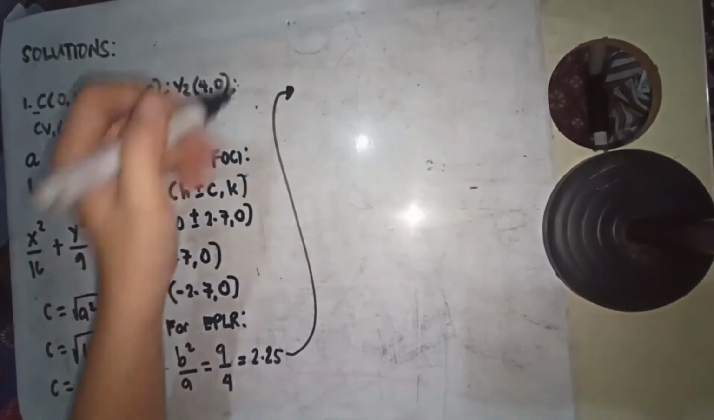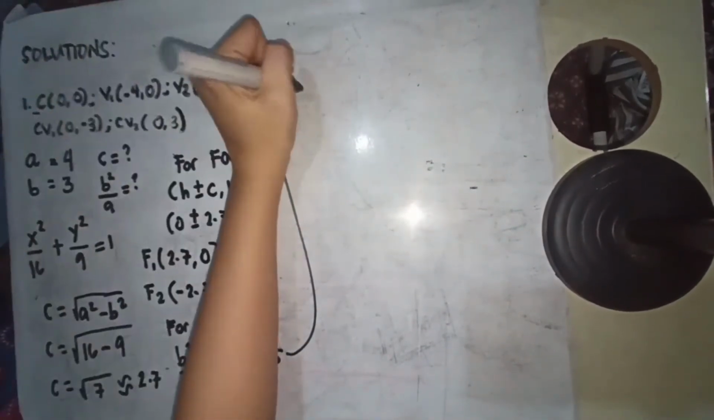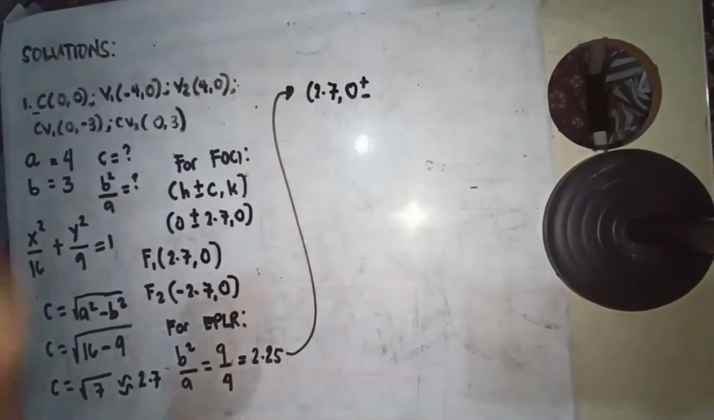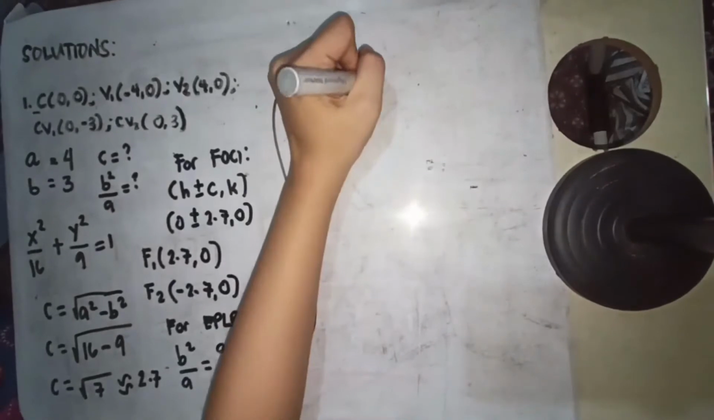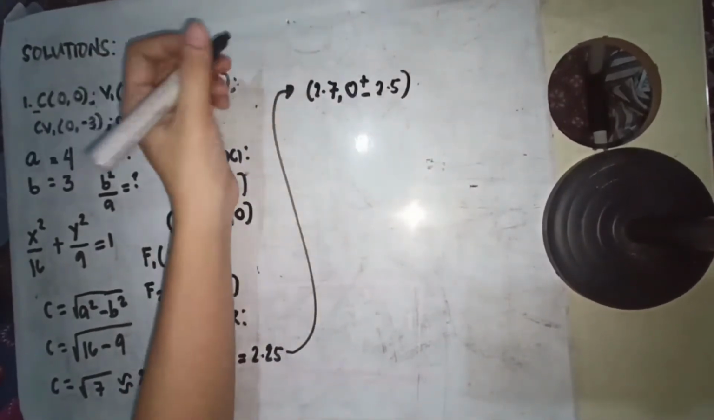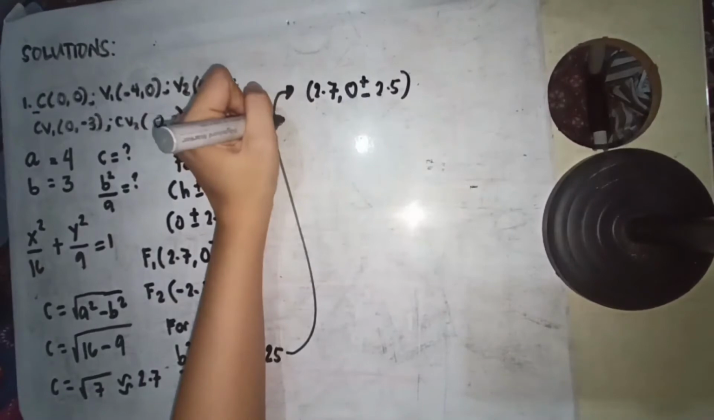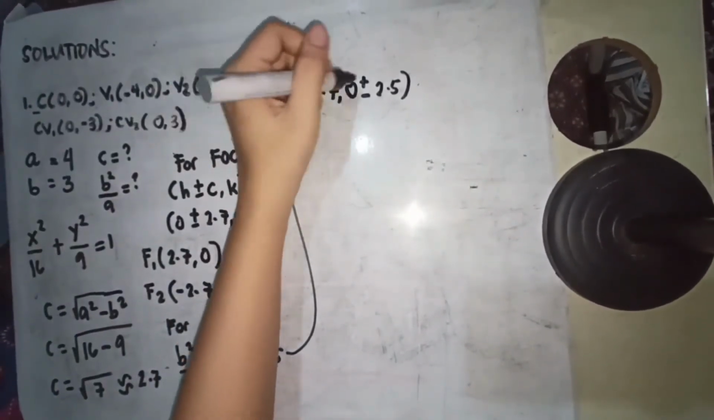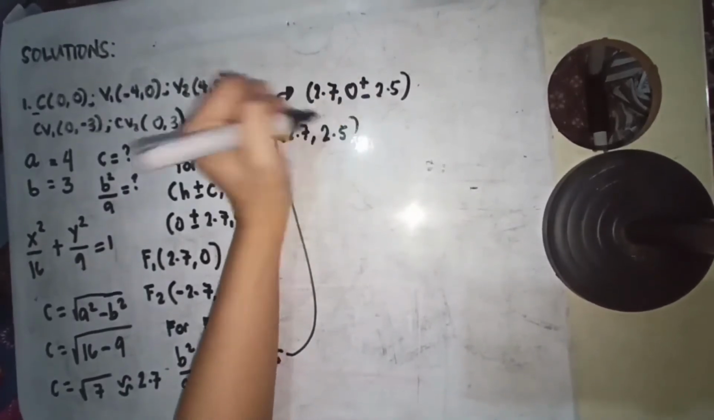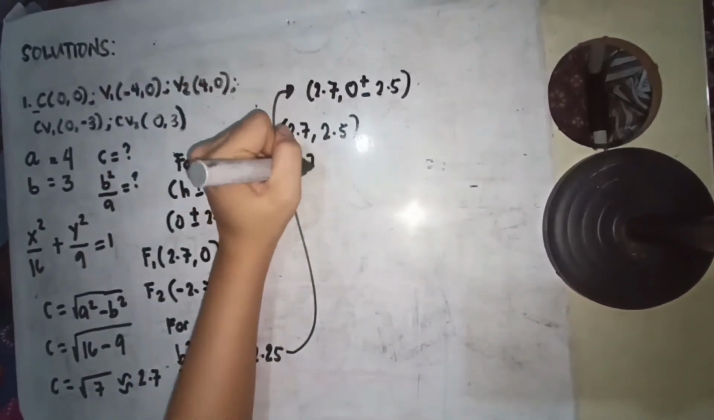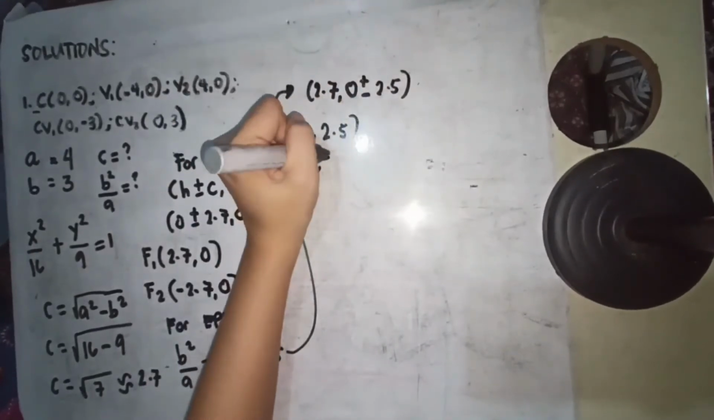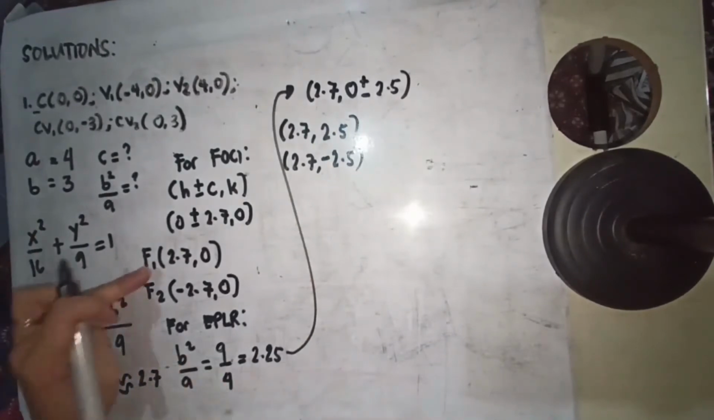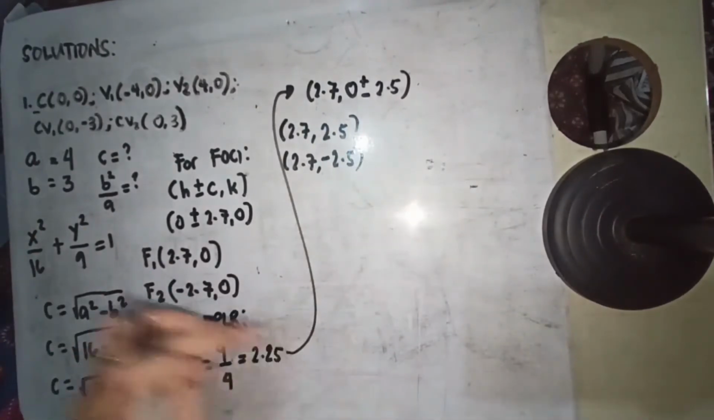So for our focus 1, we have 2.7 and 0, plus or minus 2.5. So one of the endpoints of the latus rectum, at F sub 1, is 2.7 and 0 plus 2.5, that is 2.5. Another is 2.7 and 0 minus 2.5, that is negative 2.5. Okay, so that is the positive side, our right side.